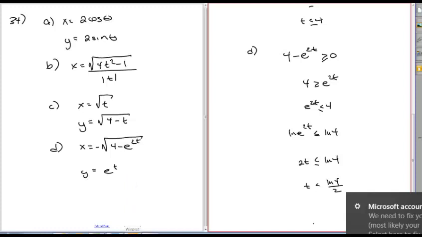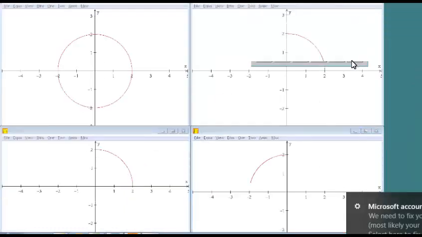So if we review and summarize what we have, the first equation gives us a complete circle. All the other ones give us parts of a circle. They match up exactly over part of it, but not entirely. And if we were to eliminate the parameter, we get the same equation for all of them.